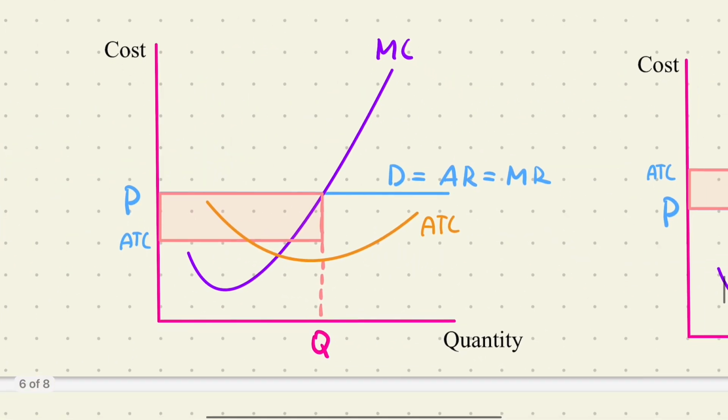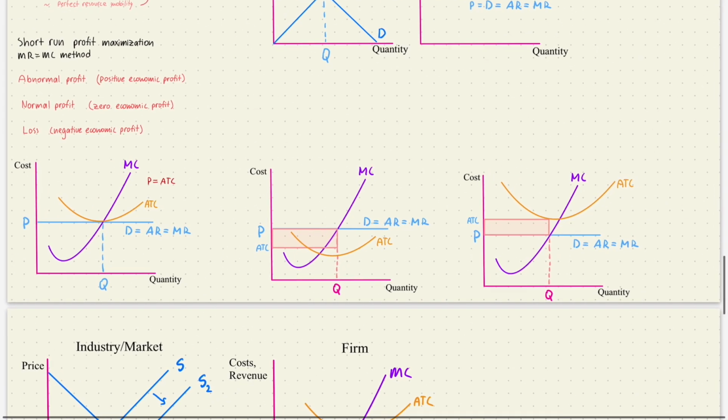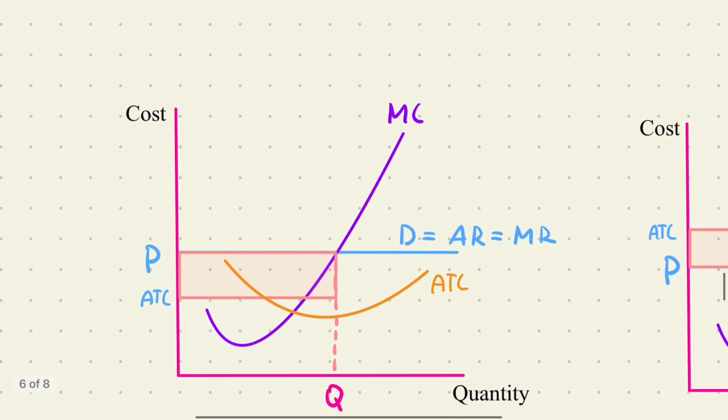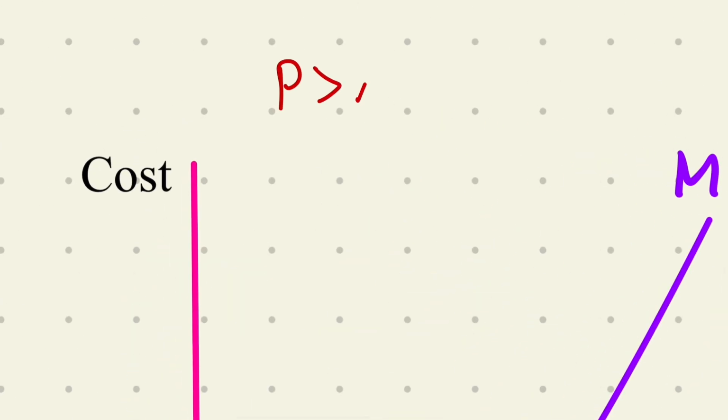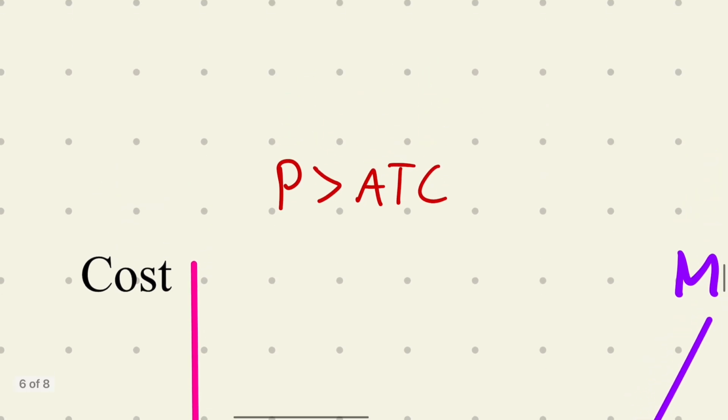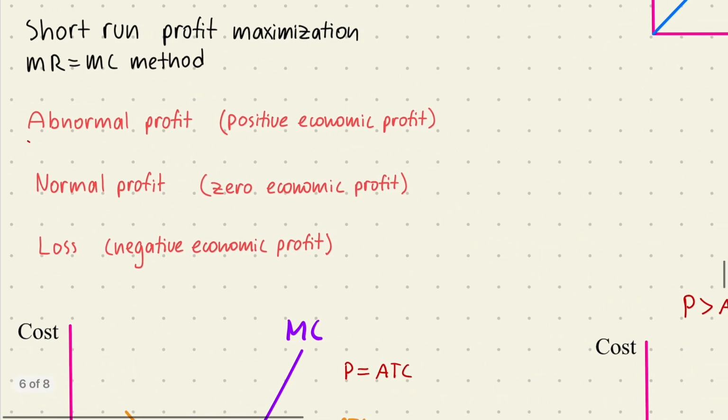In this instance, we see that the marginal cost still intersects with the marginal revenue. This is the profit maximizing firm situation. But we see that something is different here than here. What could it be? Well, in this instance, the market price is higher than the firm's average total cost. When the price is higher than the average total cost, we have an abnormal profit.